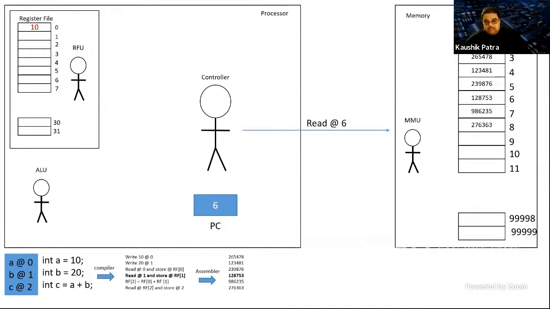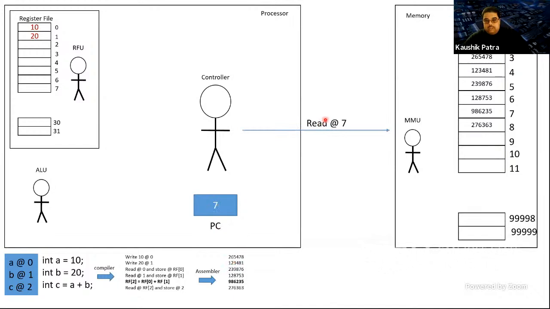This action goes on. Instruction fetch, read from 6, returns the machine code, the controller analyzes it and understands now it wants to read from 1 and store it in RF1, register file 1. So it issues the read at 1 and gets the value back. It asks to write that value into address 1 of the register file, and the register file stores it. The program counter goes to 7.